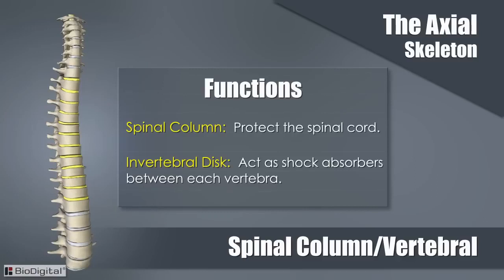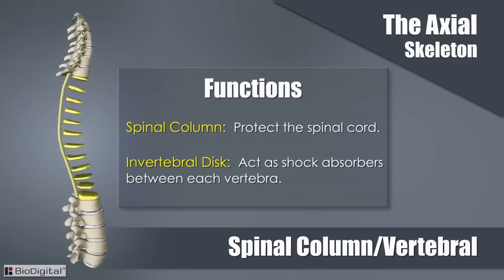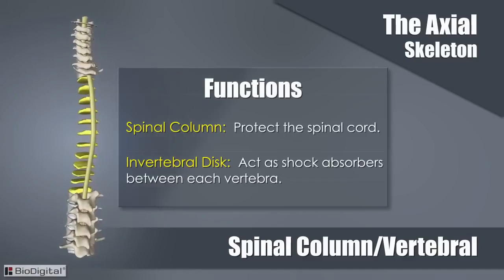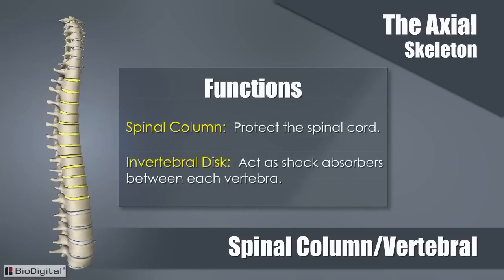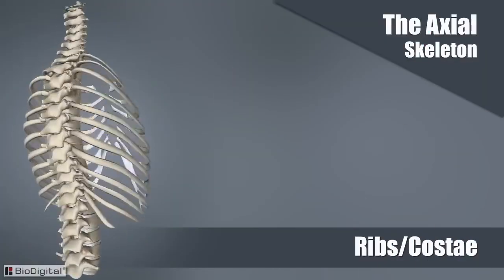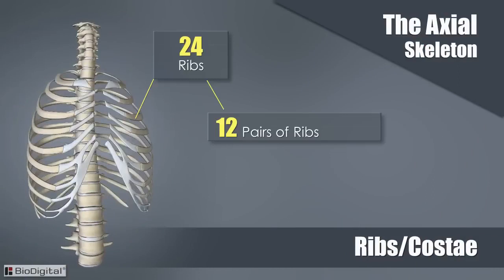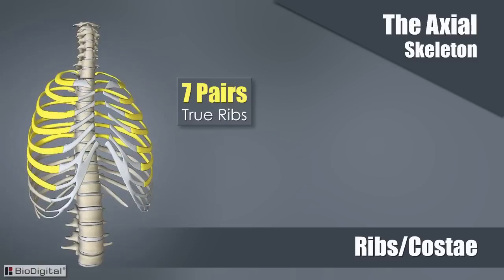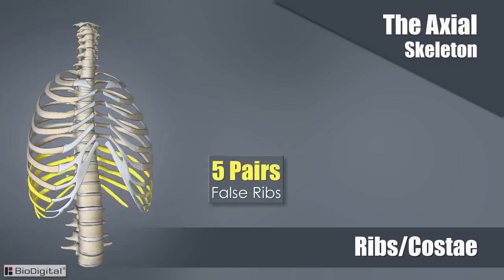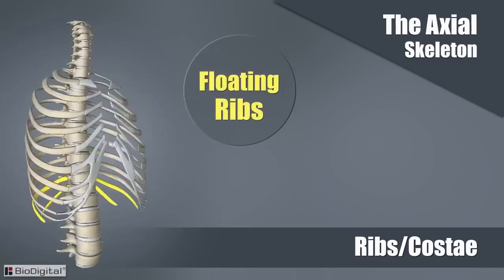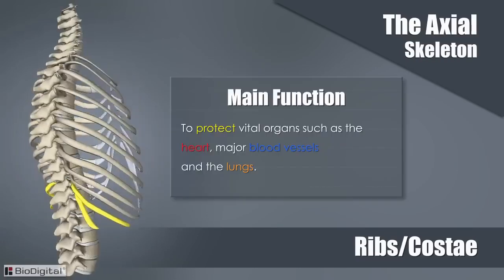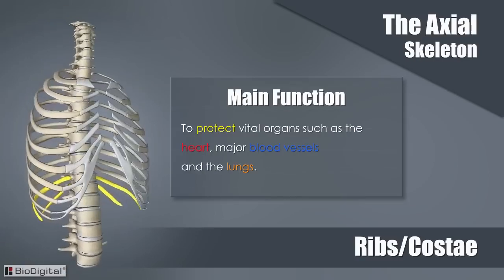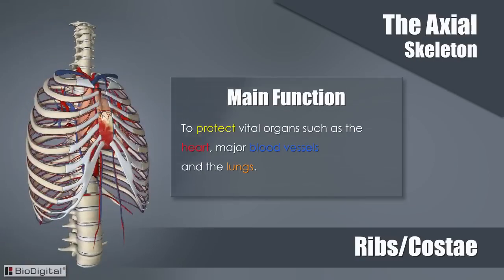The vertebral or spinal column's function is to protect the spinal cord. The main function of the intervertebral disc is to act as a shock absorber between each vertebra. The costae, or ribs, are composed of 24 ribs, or 12 pairs of ribs. There are 7 pairs of true ribs and 5 pairs of false ribs, of which the last 2 pairs are called the floating ribs. The ribs' main function is to protect vital organs such as the heart, major blood vessels, and the lungs.